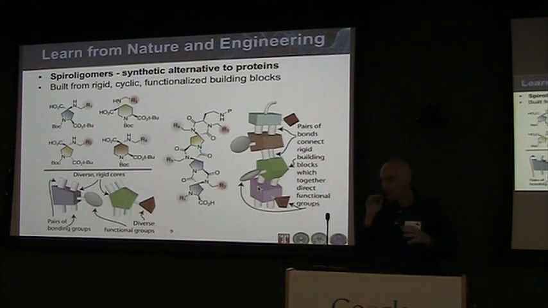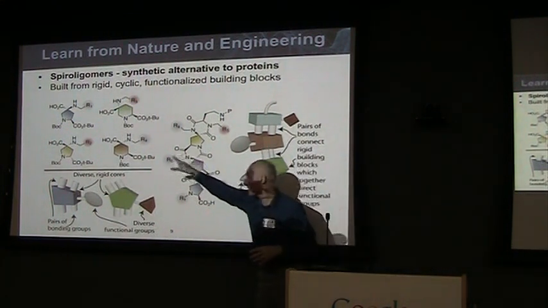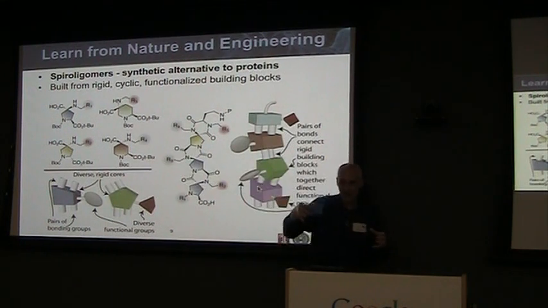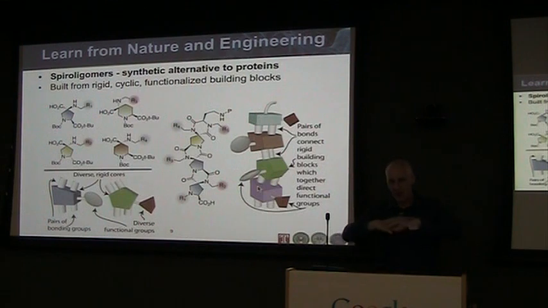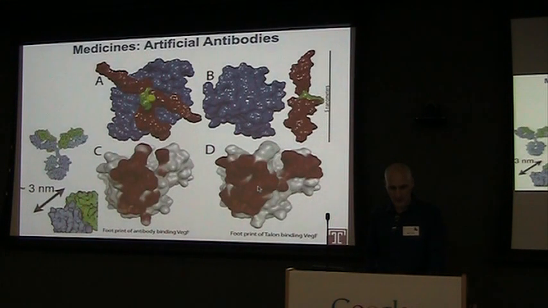I'm kind of limited. I can only use the building blocks that I have, and I can put them together in certain ways. But when you start putting them together in different combinations, the combinatorics just explodes. And that's what I wanted, a lot of control over the shape by controlling the sequence of the building blocks. Okay. So what are some of the things that we could do with this if we can develop this?